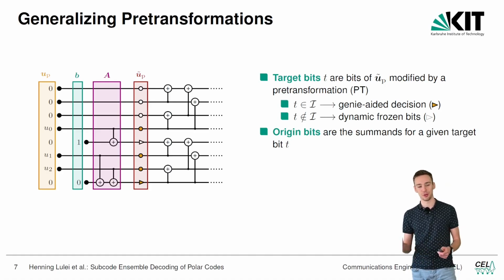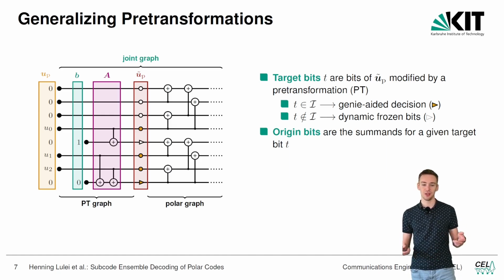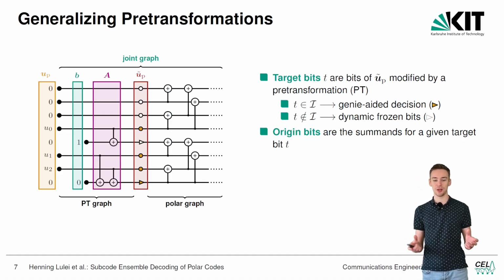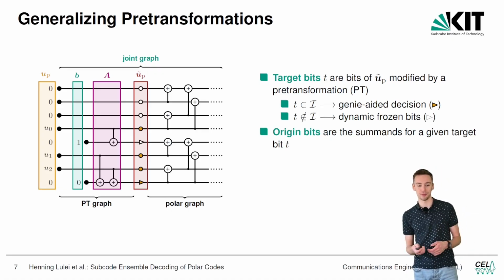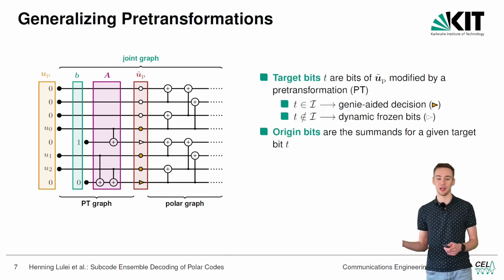These two together form our pre-transformation, the black box we saw earlier, and form a new graph, where on the right-hand side we have our polar graph, and on the left-hand side we have our pre-transformation graph. These graphs together form the joint graph. And one thing I want you to notice here is that our polar graph still has rate 1/2.